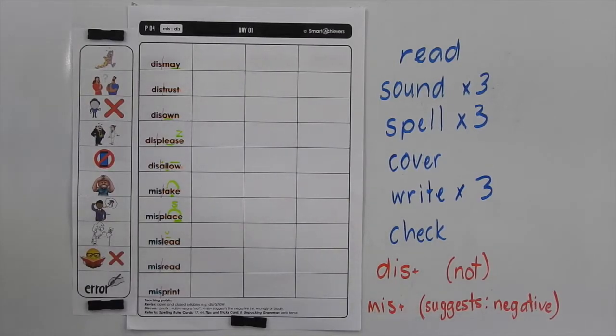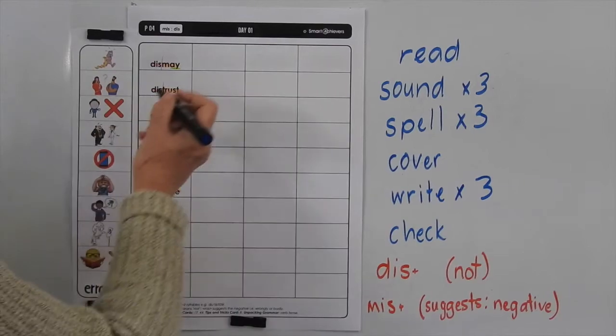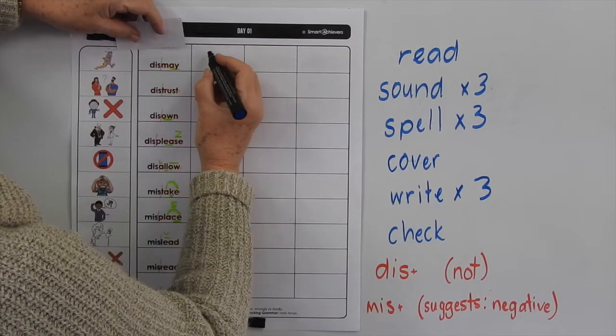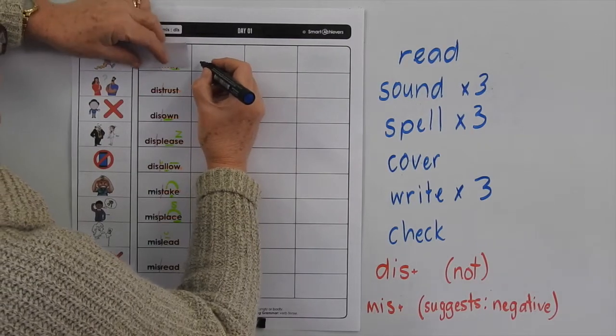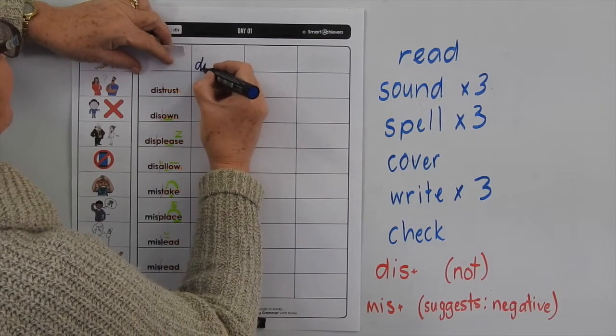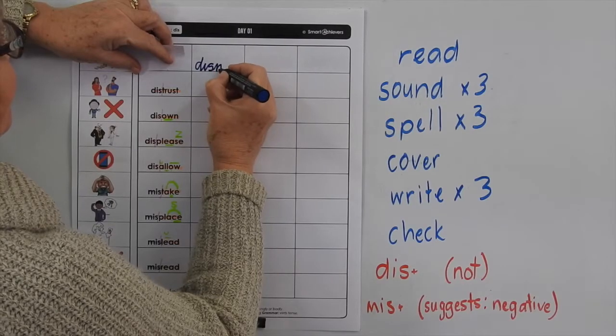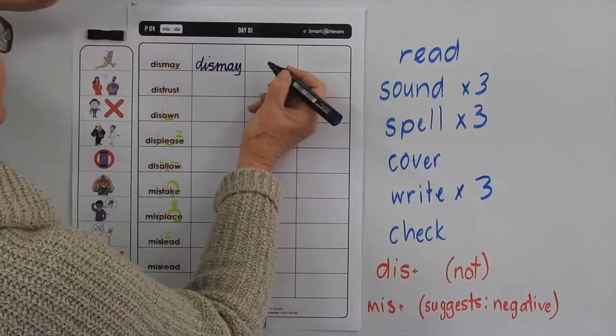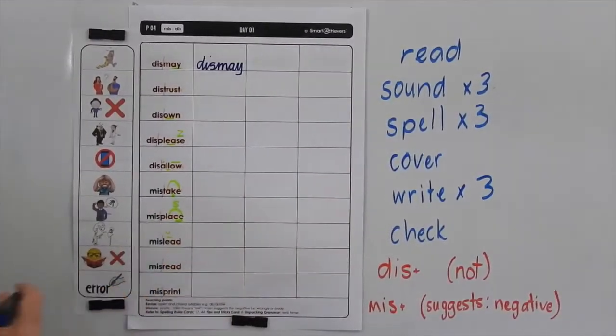Let's go back and read those words, break them into their syllables and then write them. So dismay would be dismay, D-I-S-M-A-Y, and then we write it 3 times. Don't forget to go back and check that you've spelt it correctly. You can finish those.